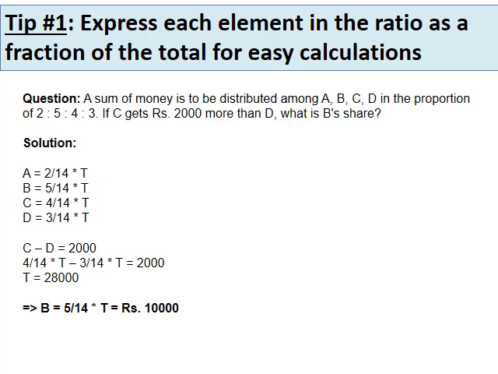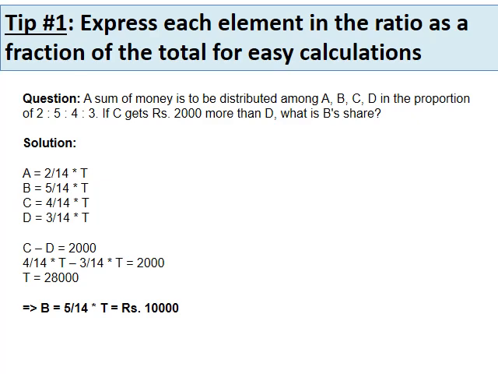First, we find the sum of all the values mentioned in the proportion, 2 plus 5 plus 4 plus 3, which equals 14. The fractions thus become A is equal to 2 upon 14 into T, where T is the total sum of money. B is equal to 5 upon 14 into T. C is equal to 4 upon 14 into T. And D is equal to 3 upon 14 into T.